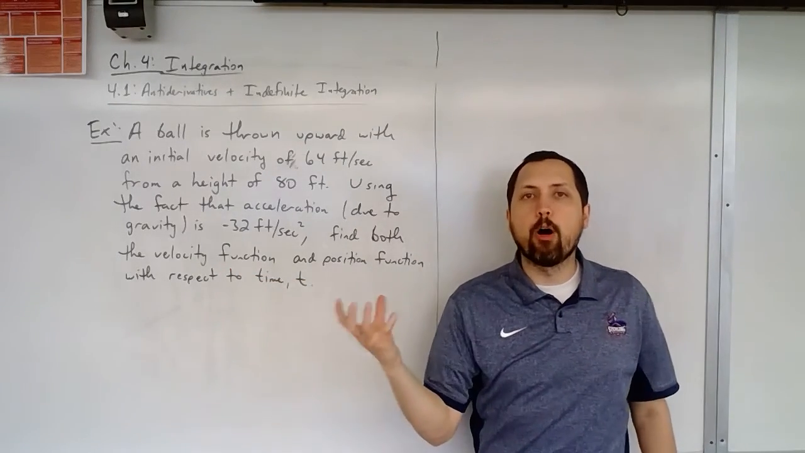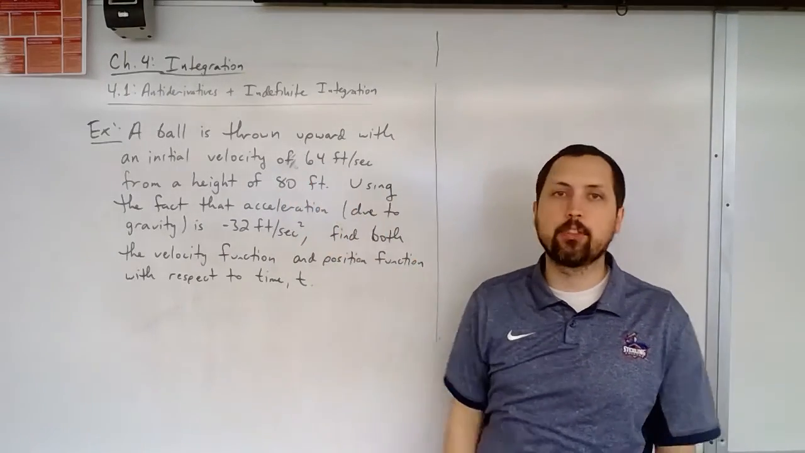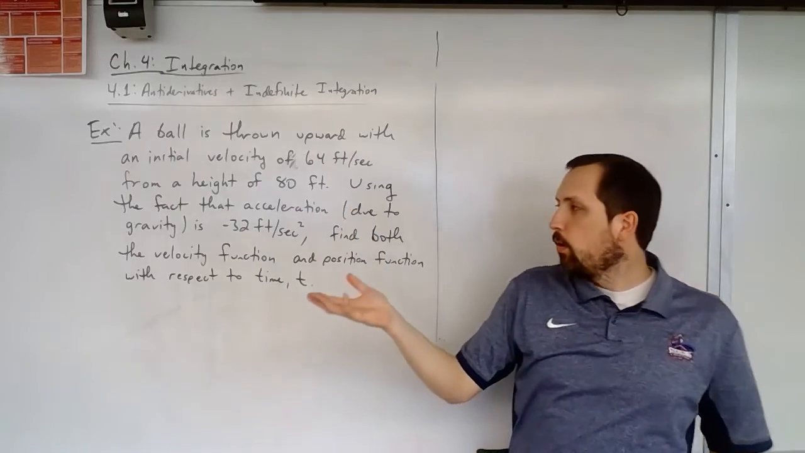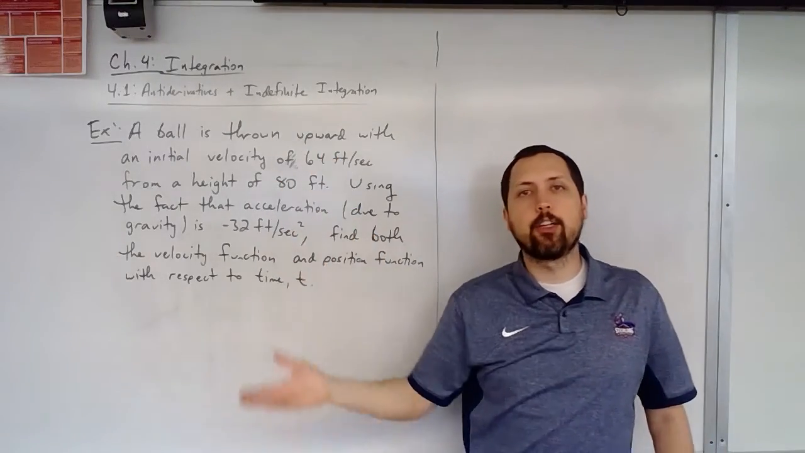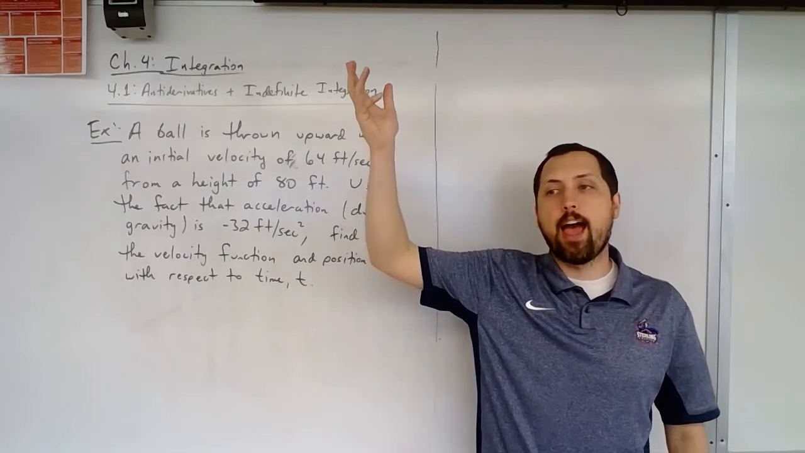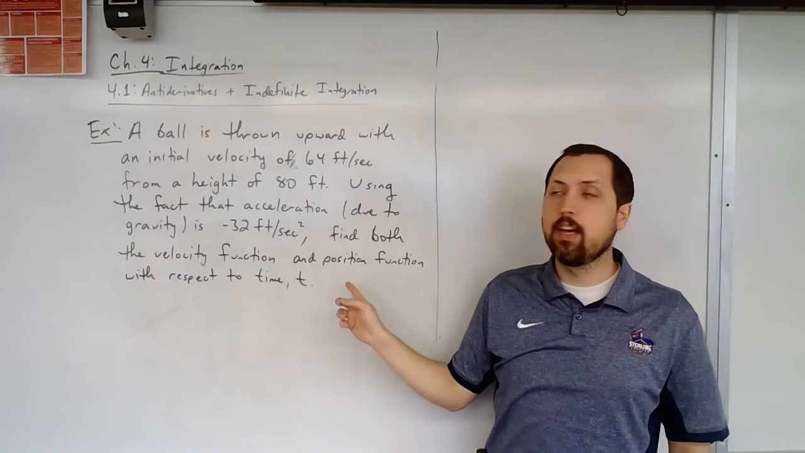So if we think about this ball, and if we throw the ball up in the air at 64 feet per second and you're 80 feet above ground, that ball is going to have a position to it, right? It's going to go up. It's going to start at 80 feet. It's going to go up, I don't know how far, and then it's going to go back down. We'd like to figure out what that function is.